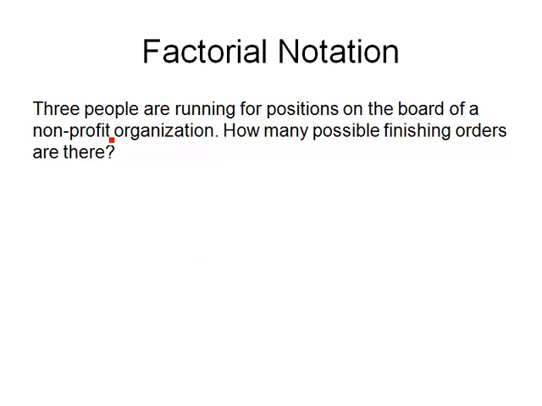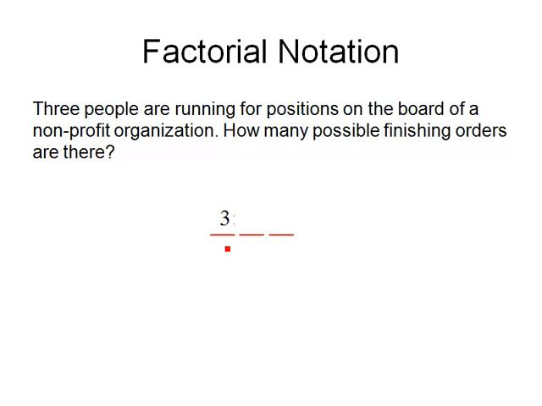3 people are running for the positions on the board of a nonprofit organization. How many possible finishing orders are there? We need to make 3 choices. 3 people are running, so the number of ways to make the first choice is 3.